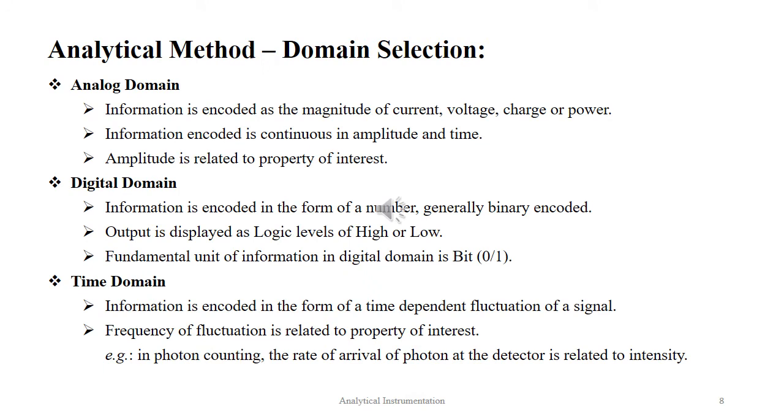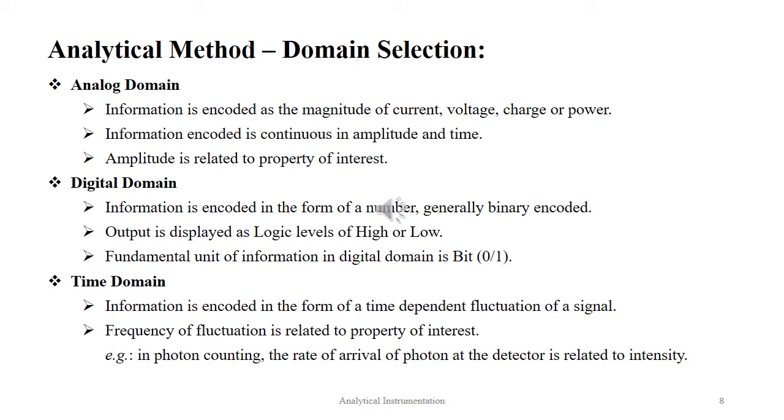All analytical procedures can be in any of the following domains. There are three domains: analog domain, digital domain, and time domain. In the analog domain, information is encoded as the magnitude of current, voltage, charge, or power. Information encoded is continuous in amplitude and time. Amplitude is related to property of interest.